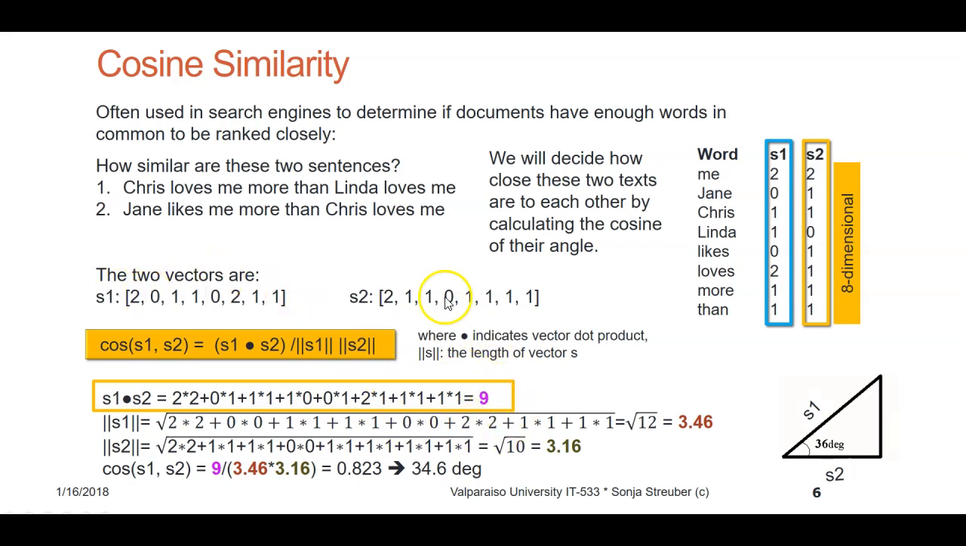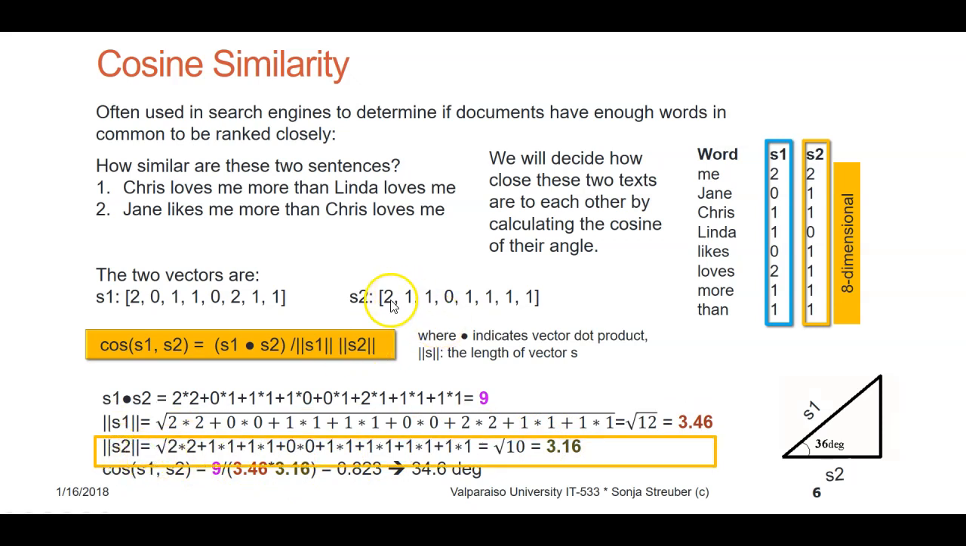Then we calculate the length of each vector, which is basically multiplying each value by itself, and then adding them all up and taking the square root. So here for vector 1, we multiply 2 times 2 plus 0 times 0 plus 1 times 1 plus 1 times 1, and so on and so on. Then that gives us 12, and we take the square root of that, and that gives us 3.46 here in red. We do the same thing for vector number 2, which is 2 times 2 plus 1 times 1 plus 1 times 1 plus 0 times 0, and so on. And that gives us 10.